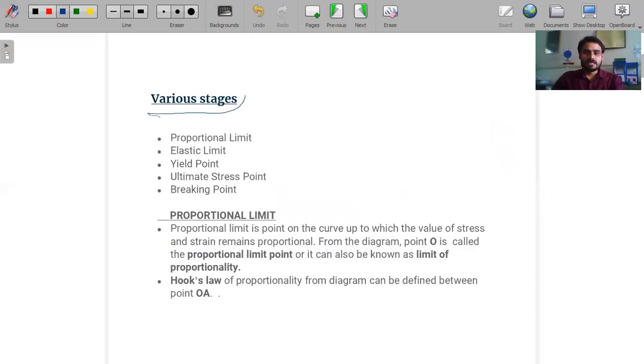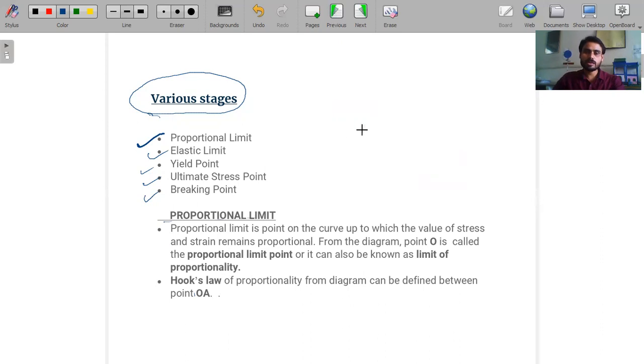So the various stages we have already covered are discussed earlier. That is the proportional limit, A, elastic limit, B, yield point, C, ultimate stress point, E, and breaking point, F. So you can see here one by one the various stages. Within the proportional limit, the relation between stress and strain is linear, and Hooke's law is followed. Hooke's law is valid up to this point, the proportional limit point.